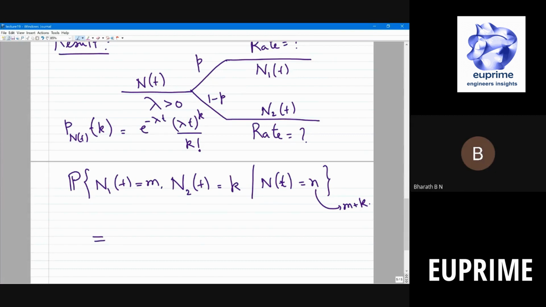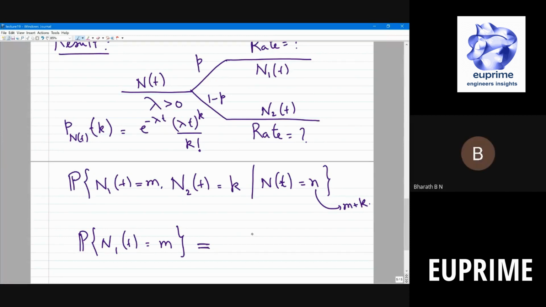Now, let's look at the individual distributions only. Before this, let's see what the distribution of n1(t) equal to m will be. What do you think the distribution is? Sir, here the rate will be lambda p, I think.